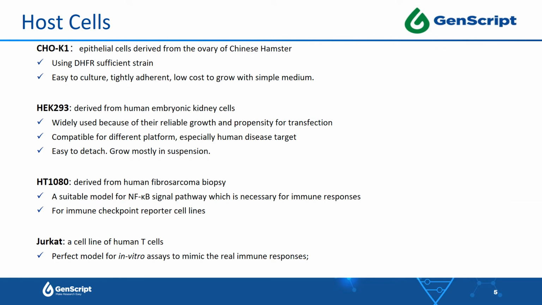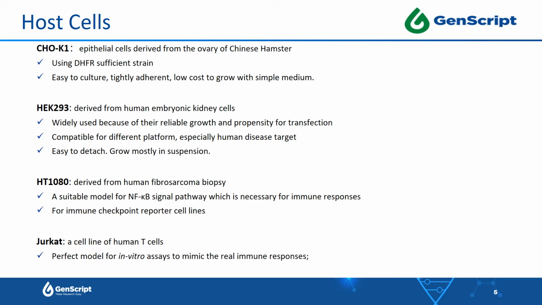The first question in recombinant stable cell line generation is which host cell to choose. We offer our cell lines in various host cells, including CHO-K1, HEK293, HT1080, and Jurkat. The host cell of each cell line product is chosen for the best performance of the target gene expression, and we offer as many options as possible.